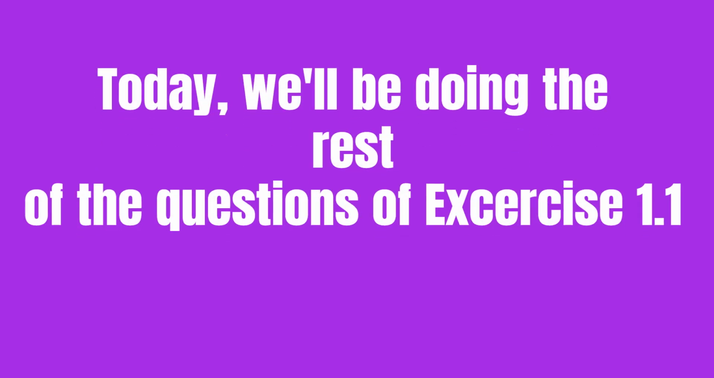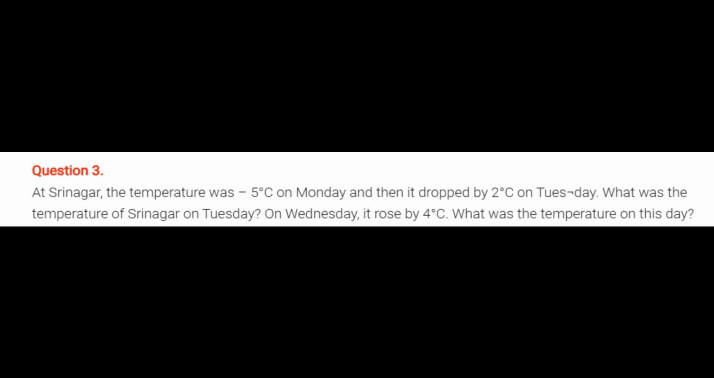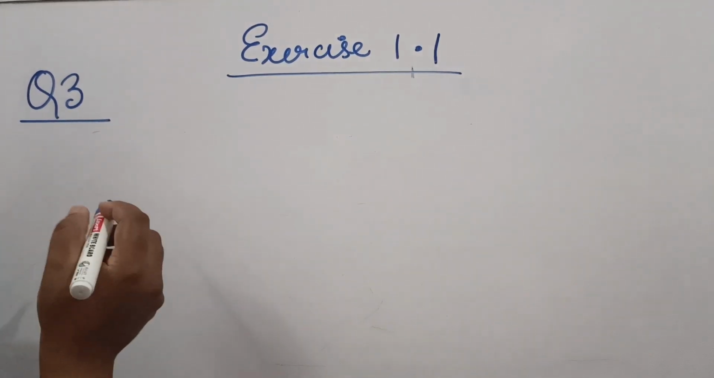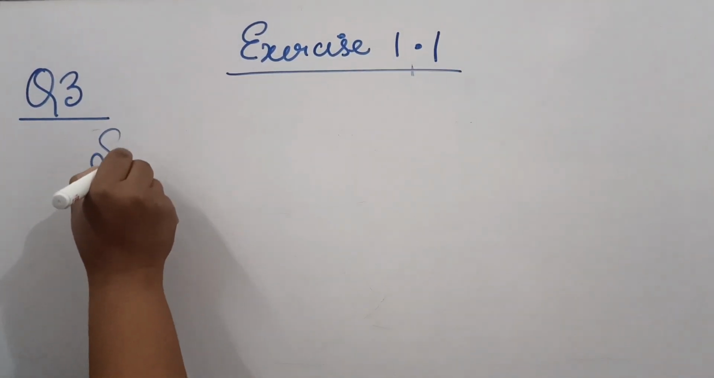Today, we'll be doing the rest of the questions of exercise 1.1. Question 3. At Srinagar, temperature was minus 5 degrees Celsius on Monday, and then it dropped by 2 degrees Celsius on Tuesday. What was the temperature of Srinagar on Tuesday? On Wednesday, it rose by 4 degrees Celsius. What was the temperature on this day? We have already read, and according to that question, let's write the solution.